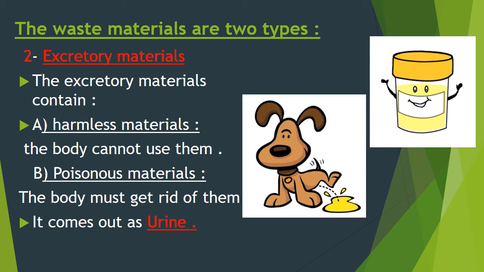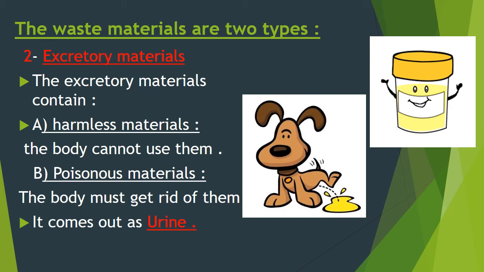Let's put in our mind that excretory materials contain two types of materials, okay? Inside the excretory materials, there are two types of other materials. The first is harmless materials. What's meant by harmless? There is no harm from them, okay? They don't harm our body, but our body cannot use them or benefit from them. So they are not important to our body. The body cannot use them. So the first type of materials inside the excretory material is harmless material that the body cannot use.